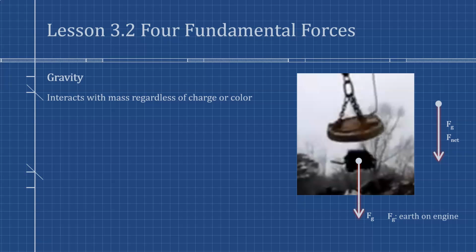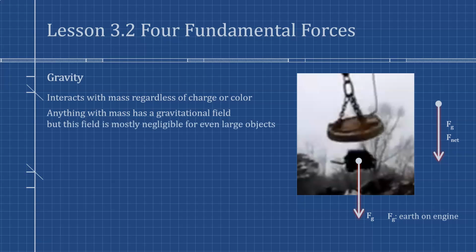Regardless of the charge or the color, it's going to interact with mass. And anything that has mass is susceptible to interacting with gravity. In fact, anything with mass has a gravitational field. You have mass, so you have a gravitational field. It's just that the field is mostly negligible, even for very, very large objects on Earth, like to the scale of city skyscrapers.